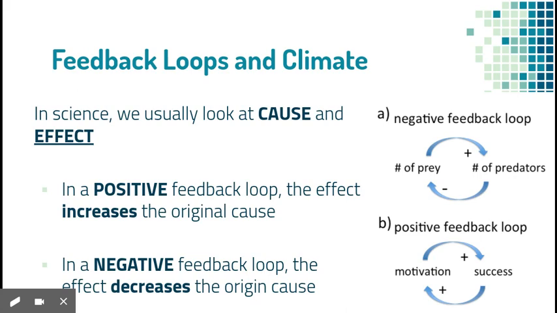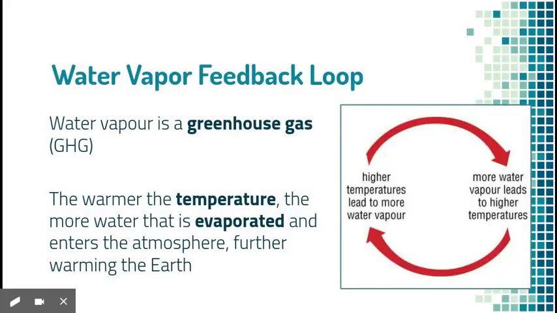Whereas a negative feedback loop does the opposite. It decreases the original cause. So here you have the example of predators and prey. If you have a lot of prey, that will increase the number of predators, which decreases the number of prey, and so on. Okay?